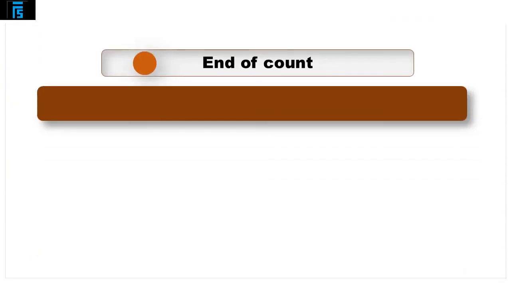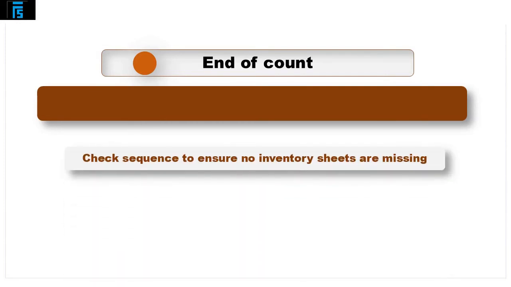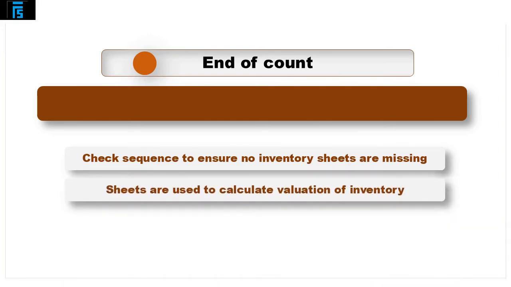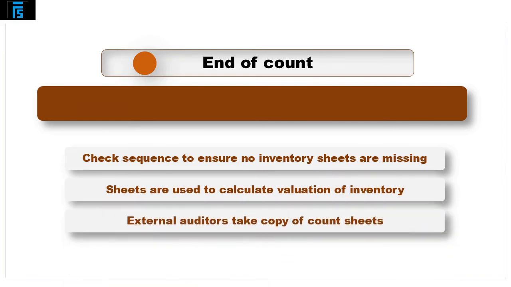At the end of the count, the sheets should all be signed back in and the sequence checked to ensure no inventory sheets are missing. These are then used to calculate the valuation of inventory to include in the financial statements. External auditors would take a copy of the count sheets as evidence before they leave if attending.